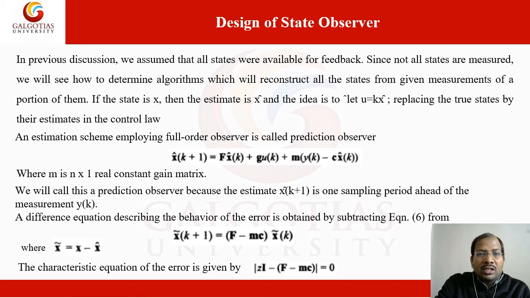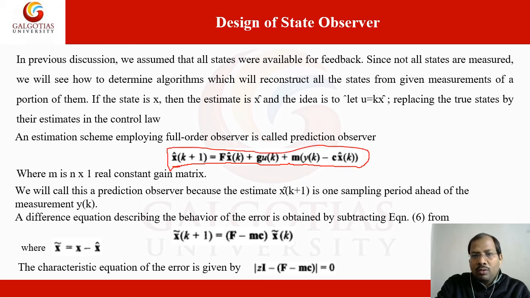Here you can see the general form: x(k+1) = F x(k) + G u(k) + M (y(k) - C x cap(k)). This is the state equation, where F and G are the same as previously considered. y(k) is the system plant output and C x cap(k) is the observer output, and the small m is the observer gain. Remember that in this PPT, or in this reference book, they take x cap as the estimated value, and normal x as the plant state variables, so the size is the same.